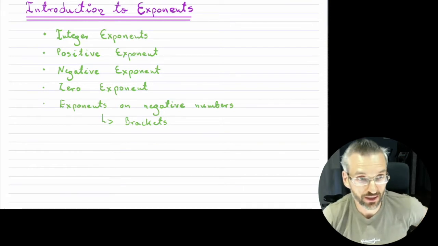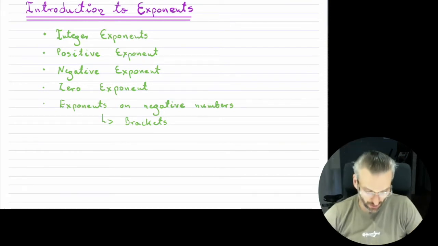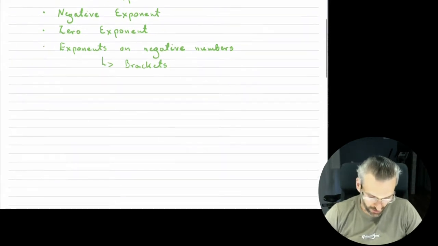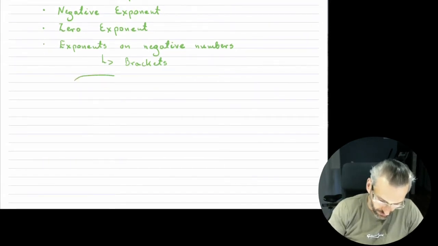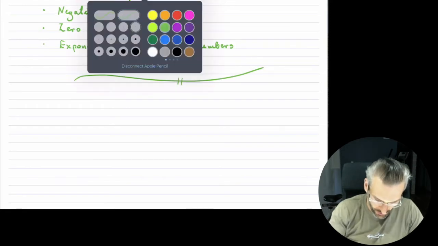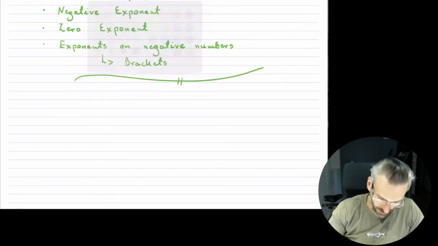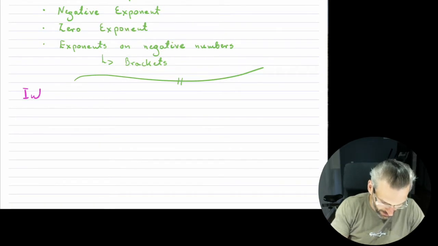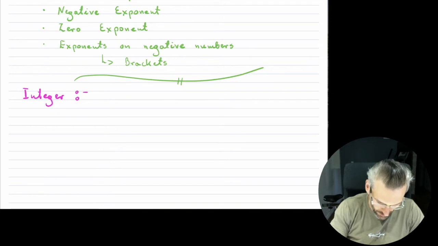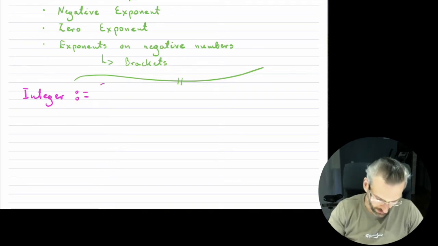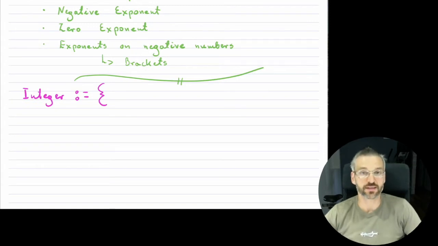Okay, so first off, integer exponents. So what are these integers? You may recall integers that you've studied in the past. An integer is simply a number, and I'm going to put these two dots and equals, and put them in a set, in braces. Integers include both positive and negative numbers, but they are whole numbers, and it also includes the number 0.